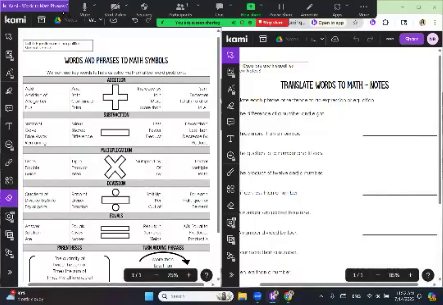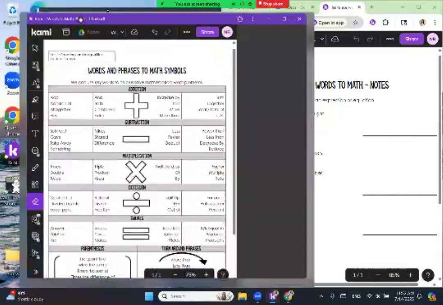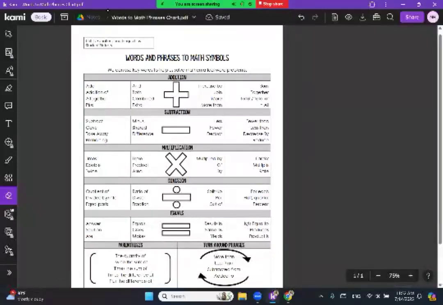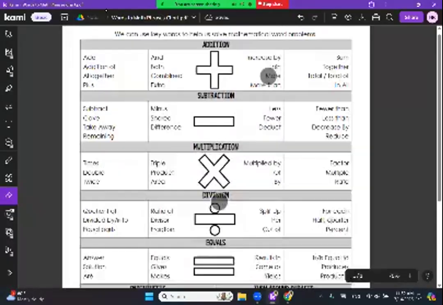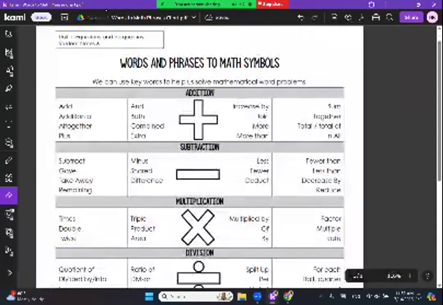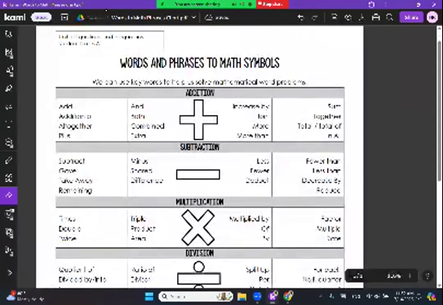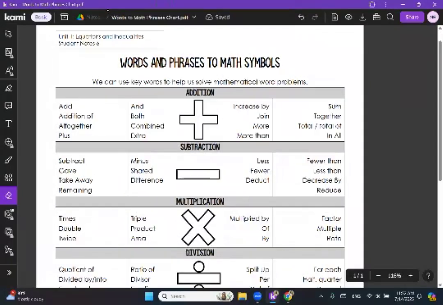Hey guys, so today you will actually not be needing a calculator. You will have this handout here. You're going to have to keep it handy, right there next to you, that way you're able to go back and forth. We're going to be translating words and phrases into math symbols. We're going to be creating equations, or expressions, actually. We're still with expressions. We're going to be creating expressions out of words, out of sentences.